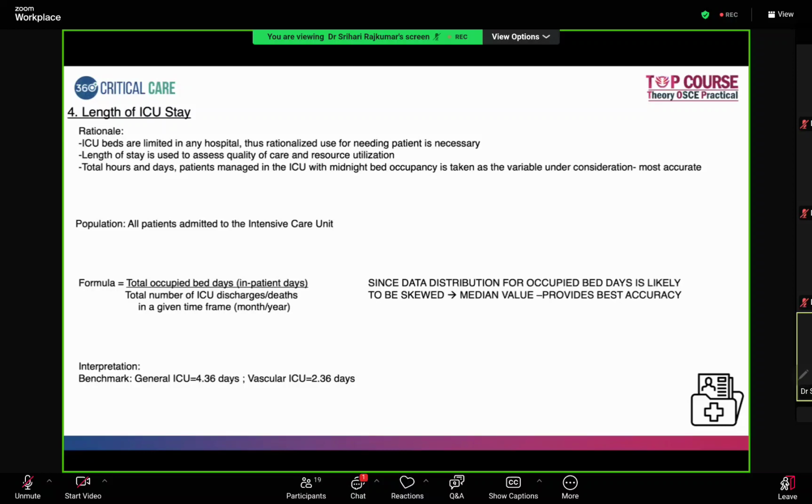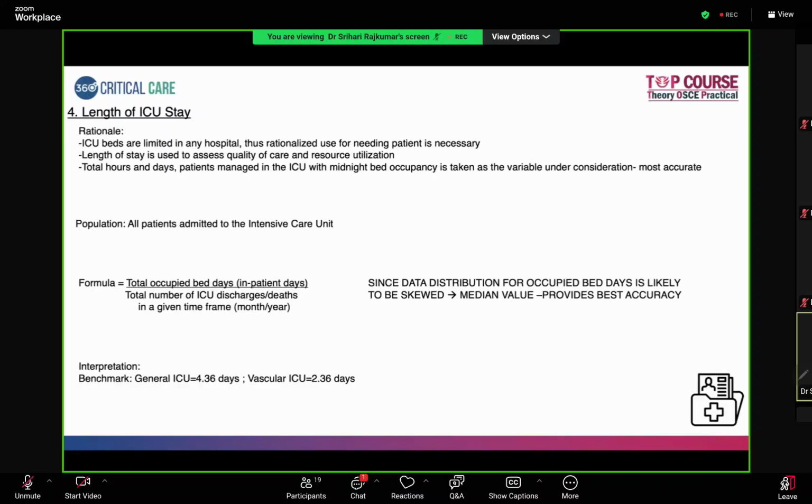And the denominator is given by the number of ICU deaths or discharges in a given time frame. We usually take it in a month because the mortality meet or monthly audit comes every month. Though in most of our ICU setups we take the total occupied bed days as a mean, the distribution of data is usually skewed. That is, it is very non-uniform. So they usually say the median will be a better marker to assess the total occupied bed days.